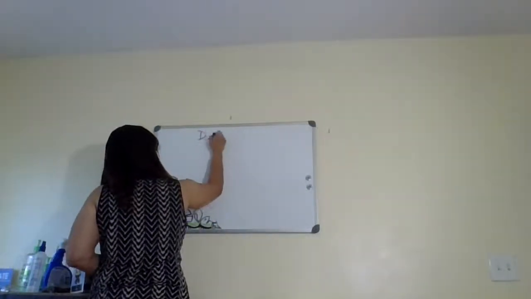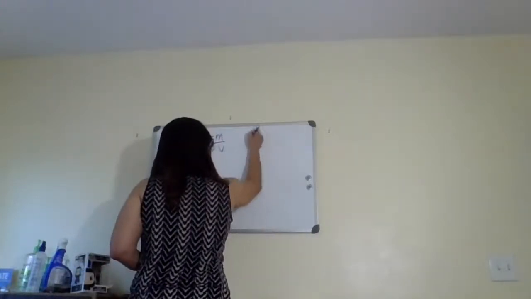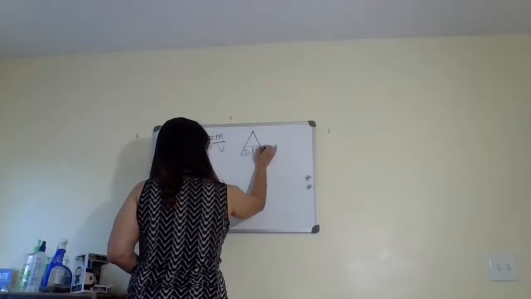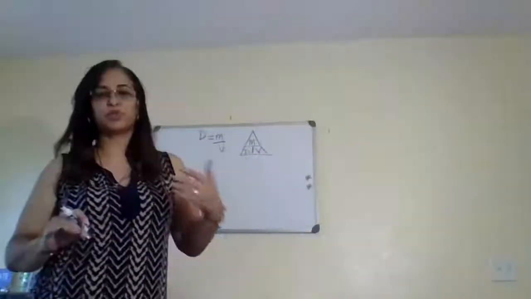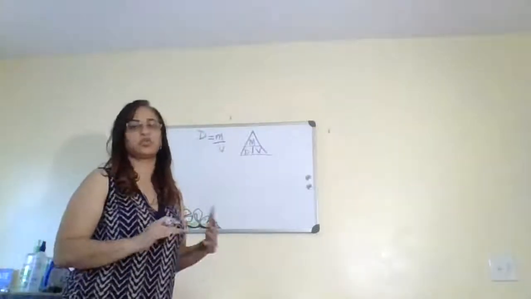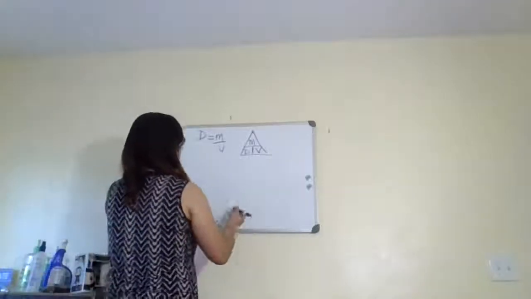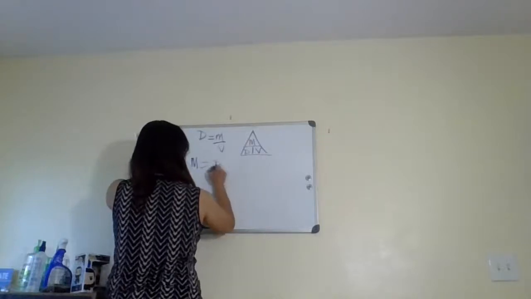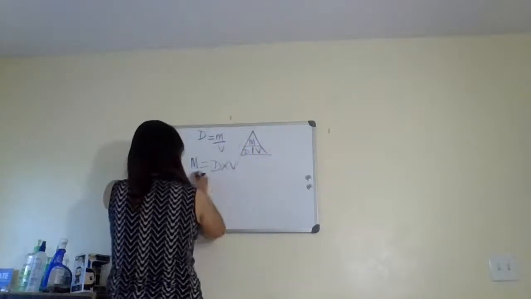The formula for density: density is equal to mass over volume, but we also have this triangle here, okay? Density and volume are next to each other and mass is on top. You have to understand how to manipulate the formula so that you're able to solve for what you want to solve for. So in this case, if I want to solve for mass, mass is equal to density times volume. And volume is equal to mass divided by density.